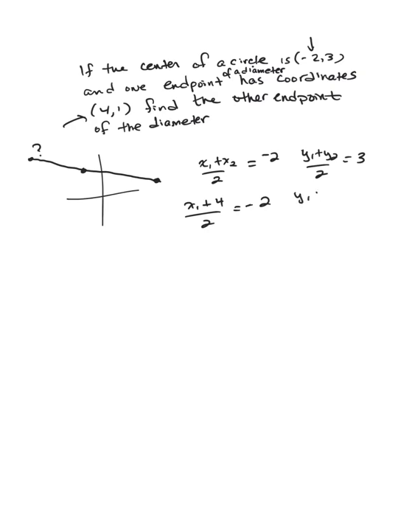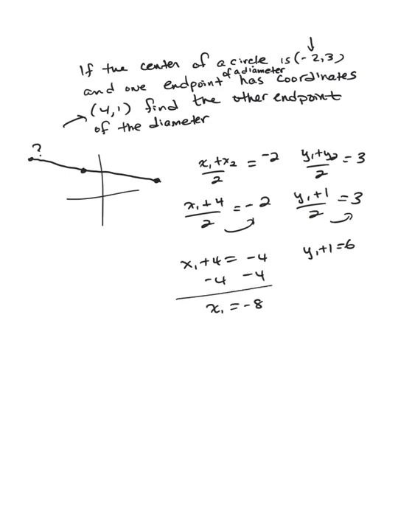So I have (y1 plus 1) over 2. I'm going to cross multiply here. Cross multiply, cross multiply. Get 6, get -4. And then you just have a simple algebra problem. So you get x1 is -8, y1 is 5. Therefore, the coordinates of this point are (-8, 5).